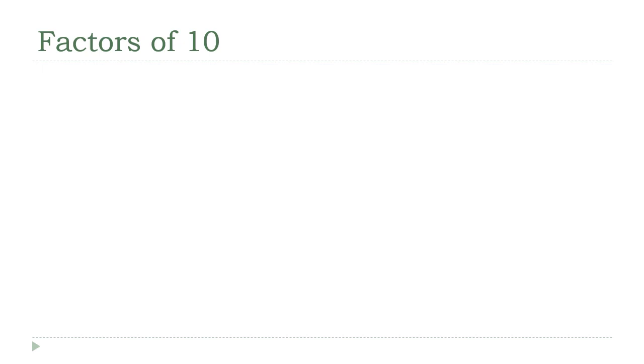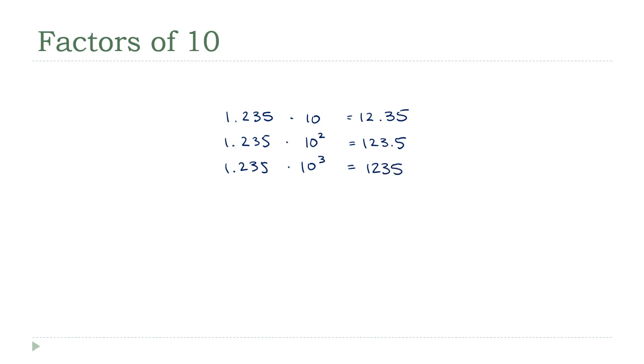Right. So if I take a number like 1.235 and I multiply this by 10, it becomes 12.35. And if I do this again, I'm going to put a couple of examples here. 1.235 times 100, that's 10 squared, I get 123.5. I'll do one more. 1.235 times 1,000, that's 10 to the third, and this becomes 1235.